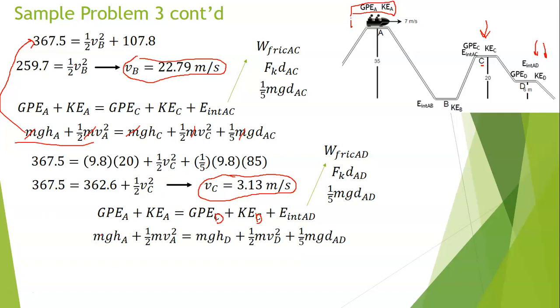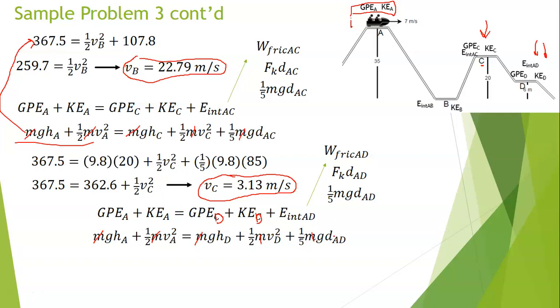So here we've got this. All of these m's will cancel. And again, I'm going to use my shortcut here. I know that when I plug in the numbers here on the left side, I'm going to end up with that 367.5. And then on this side, G is 9.8. The height at D is 6. VD is what I'm looking for. And then G is 9.8.